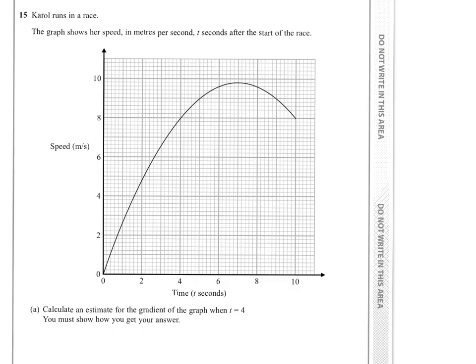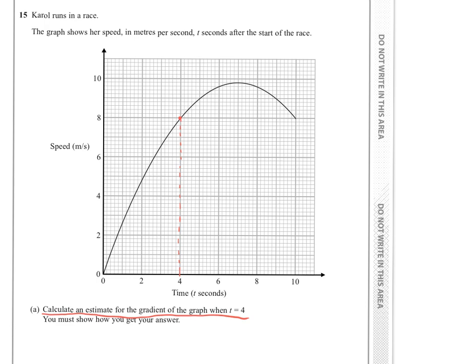Question 15. It says here that Carol runs in a race. The graph shows her speed in meters per second, t seconds after the start of the race. And you have to try and calculate an estimate for the gradient of the graph when t equals 4. So when t equals 4, we want to estimate a gradient.